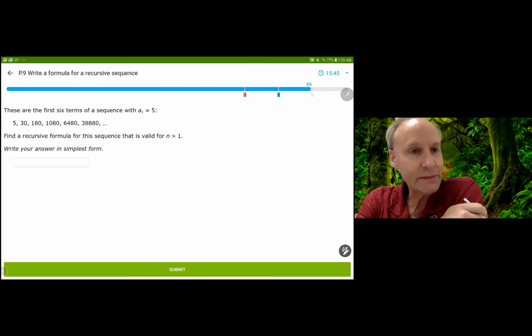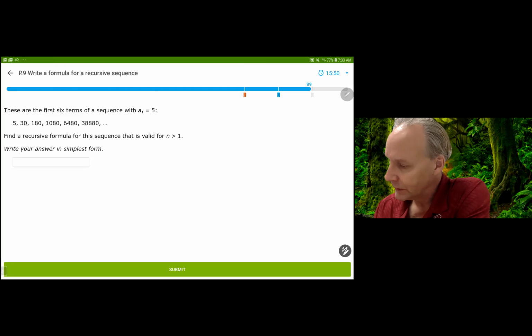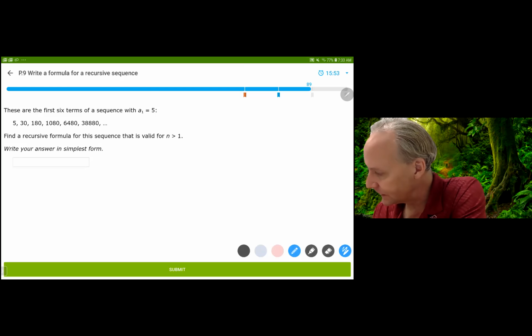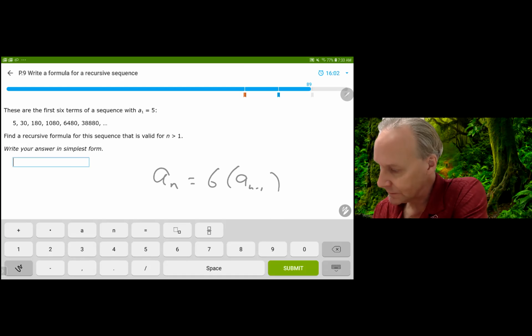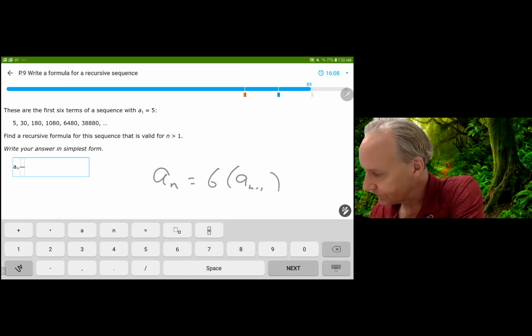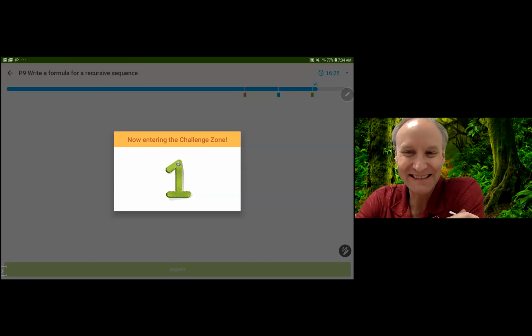In this one, we multiply by 6, multiplying by 6, multiplying by 6, multiplying by 6. So I'll write it, and then I'll type it. A sub n equals 6 times a sub n minus 1. There it is. Equals 6 times a sub n minus 1. And we're getting there. I always say that at the 90s.